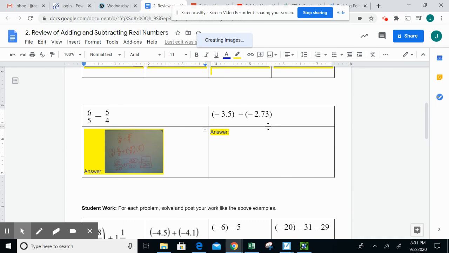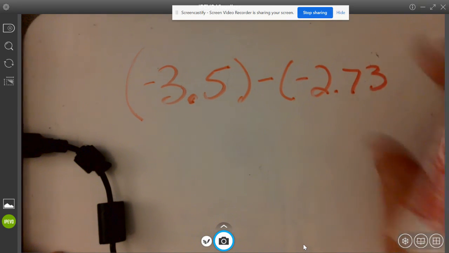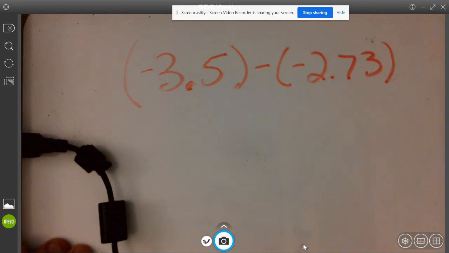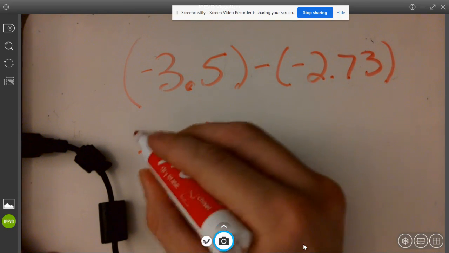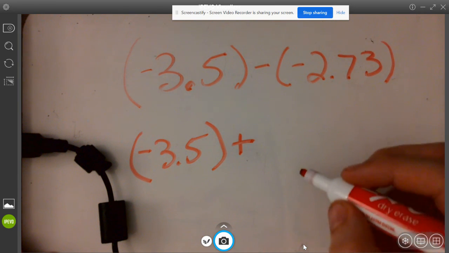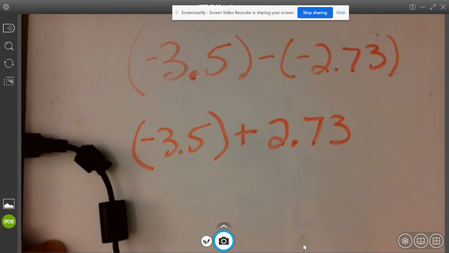All right, final one, subtraction with decimals. We're going to use the keep, change, change to make it addition. So, just writing the problem, switch over to this. All right, so the first number, negative 3.5. Let's keep it negative 3.5. Change the subtraction to addition, and then make this a positive 2.73. So keep, change, change. Remember, subtraction, you can do keep, change, change.